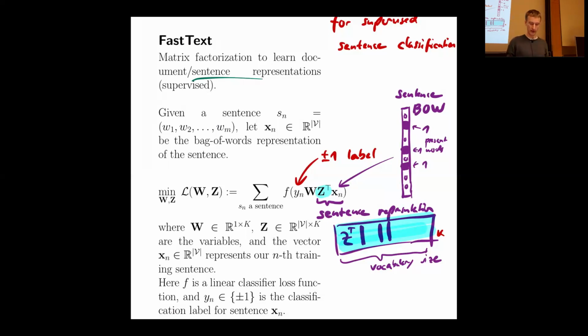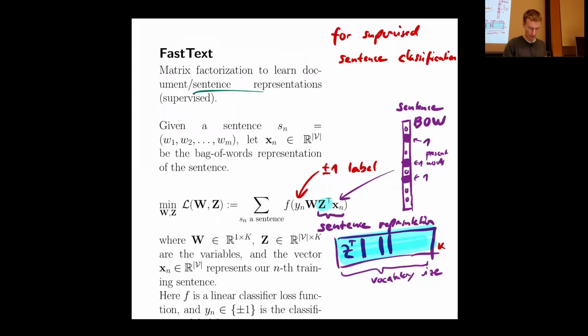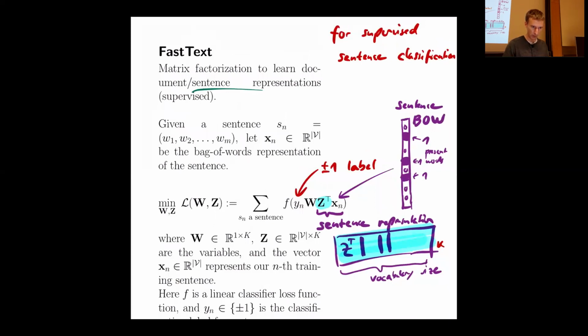Now the idea is that if you multiply Z with the bag of words, you just get the average of these 3 vectors, and that average is your sentence representation. That's how you get from bag of words to an embedding of a sentence. Here our sentence had 3 words. Now we have a sentence vector, and we still need a classifier on the resulting sentence features, and that is the W. W is a 1 by K matrix, which sounds a bit stupid. So it's actually a vector.